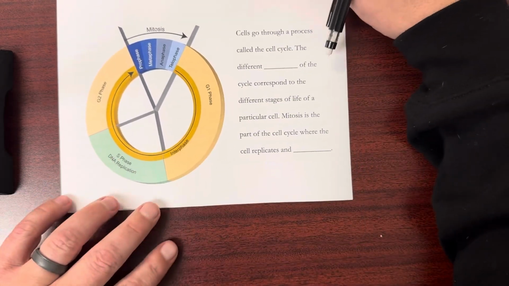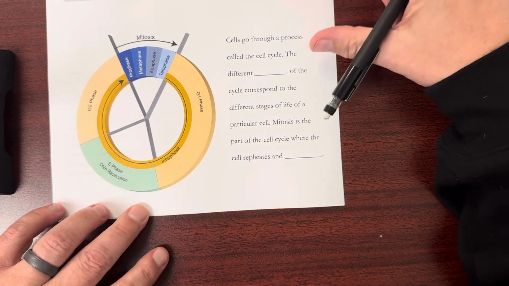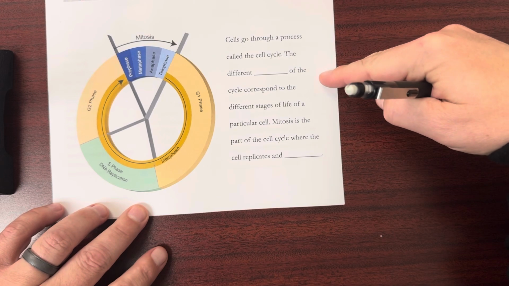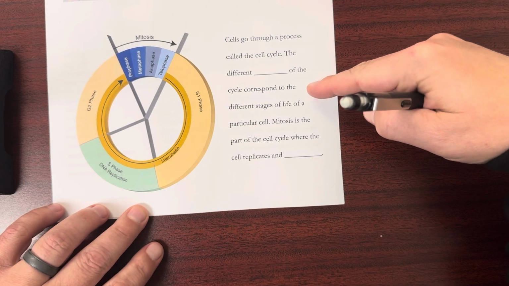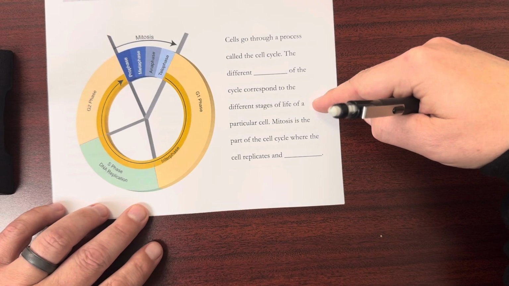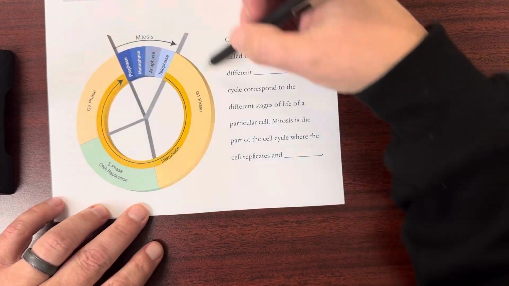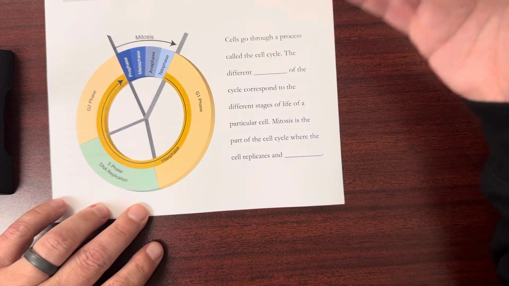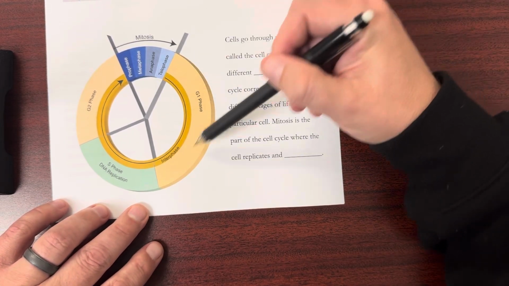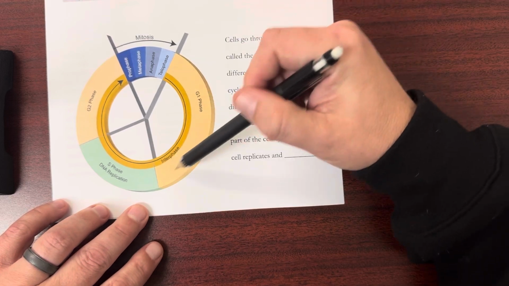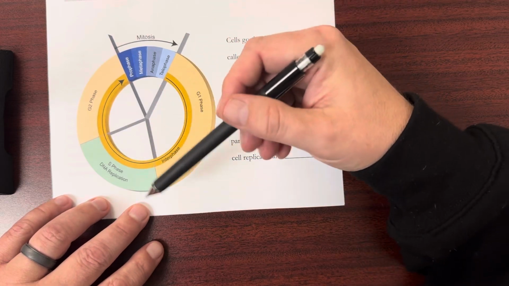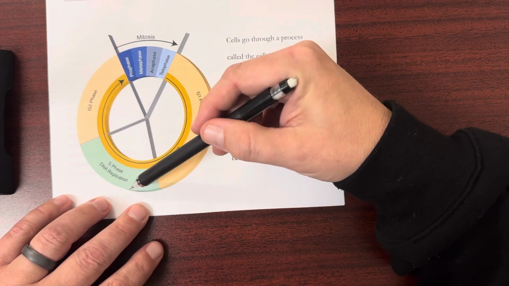Okay, now cells go through a process called the cell cycle. The different phases of the cell cycle correspond to different stages of life of a particular cell. So this is the whole process of the cell cycle, but not every part of it does the same thing. In G1, this can be like a rest stage. But then in other phases, you're having things going on like DNA is being replicated.